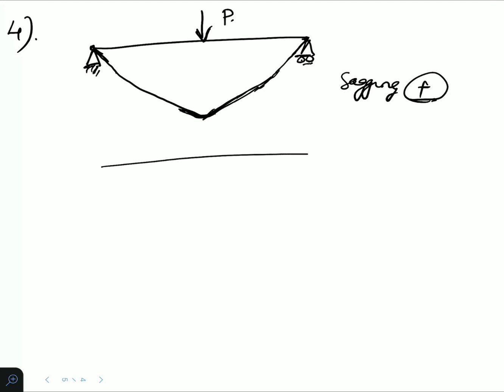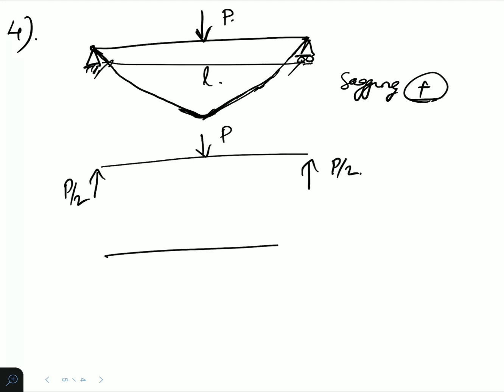See the free body diagram of this. Because of this load P, taking this length as L, we have P by 2 here and P by 2 here. So for the shear force diagram, upside we are putting positive, downside we are putting negative. A force P by 2 is acting upward, so we have to trace this path on the shear force diagram. Here it will be P by 2.